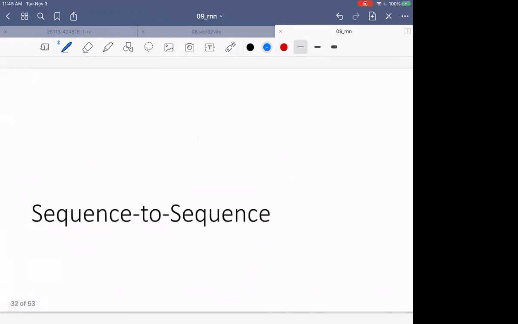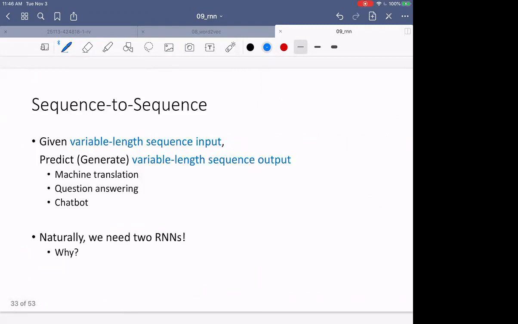Moving on to sequence to sequence. It is a bit different from the two previous applications. The premise is that given a variable length sequence input, which is why RNN is required, you need to predict or generate variable length sequence output. Typical applications are machine translation, question answering, and chatbots, as I said.